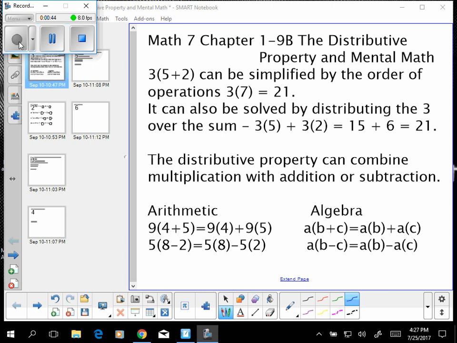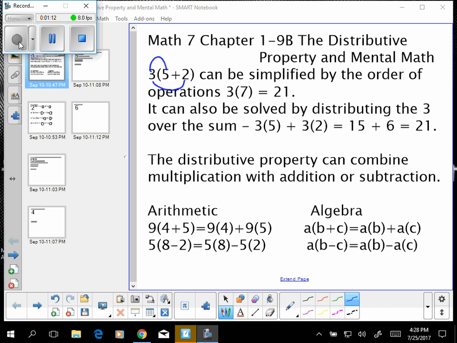But the distributive property says I can distribute the 3 over the sum. You'll notice that you end up with 3 times 5. The first thing we do is take that factor times our first addend. Then we're going to take the factor times the second addend. Now I do the multiplication, 15 plus 6, and then the addition equals 21.